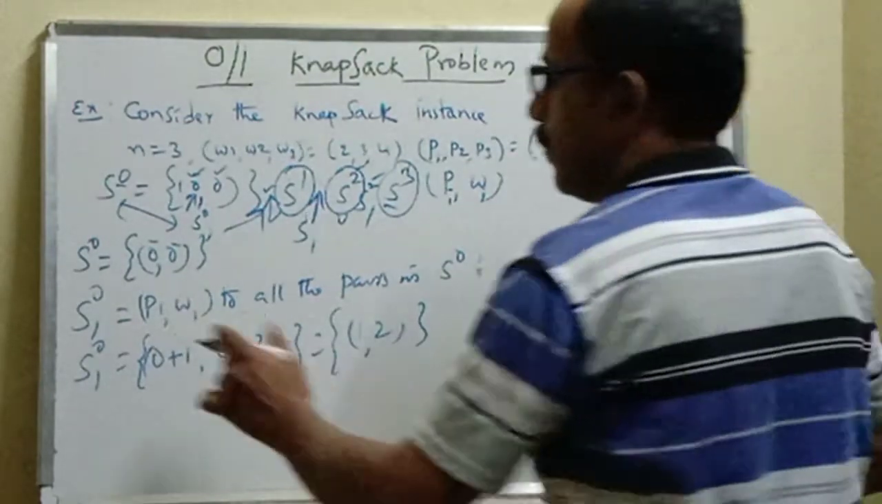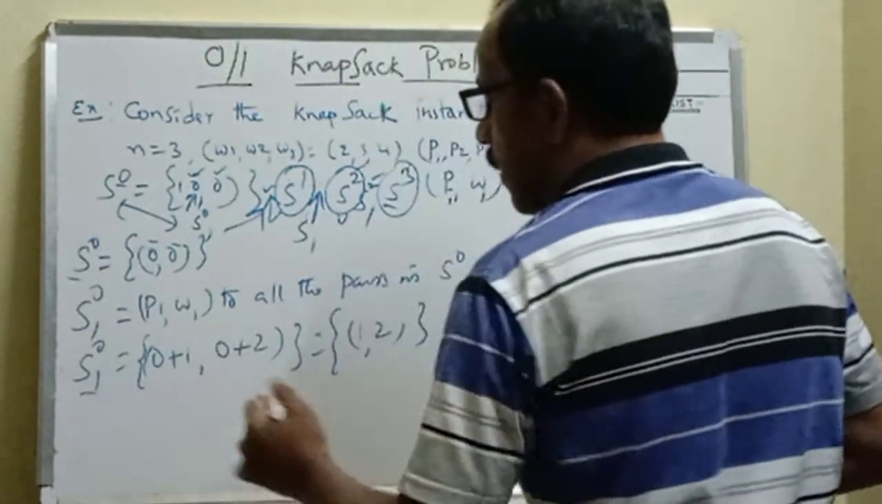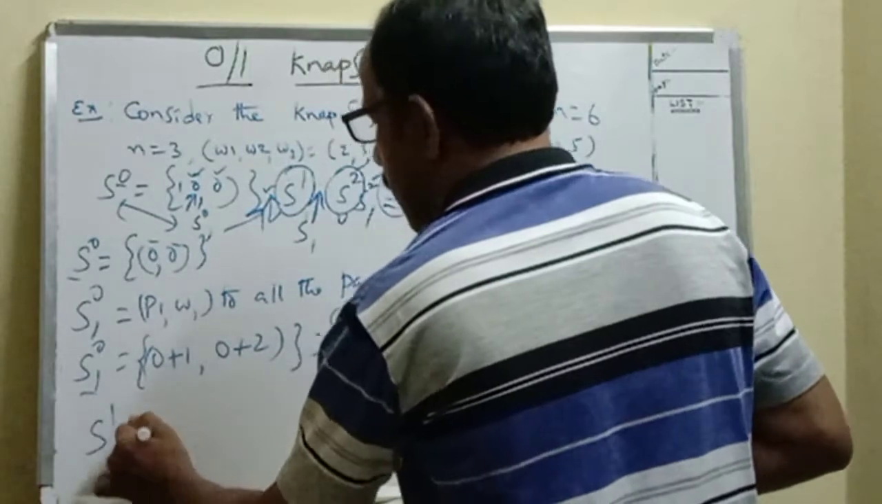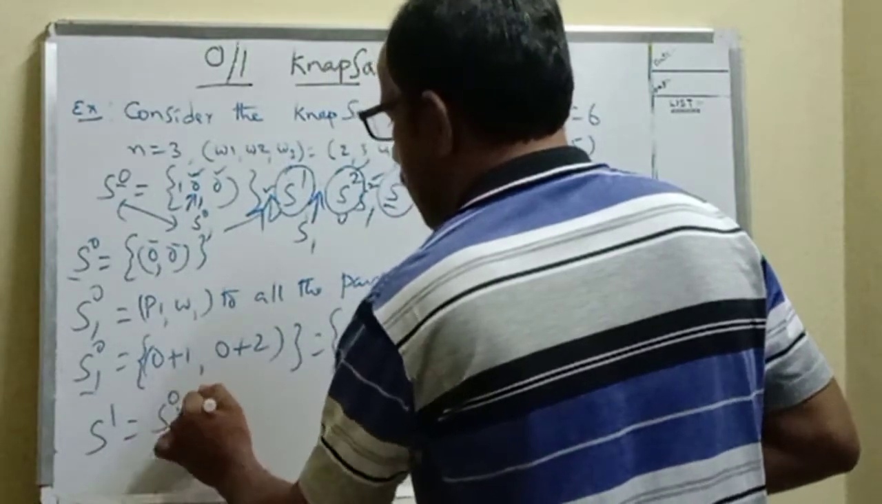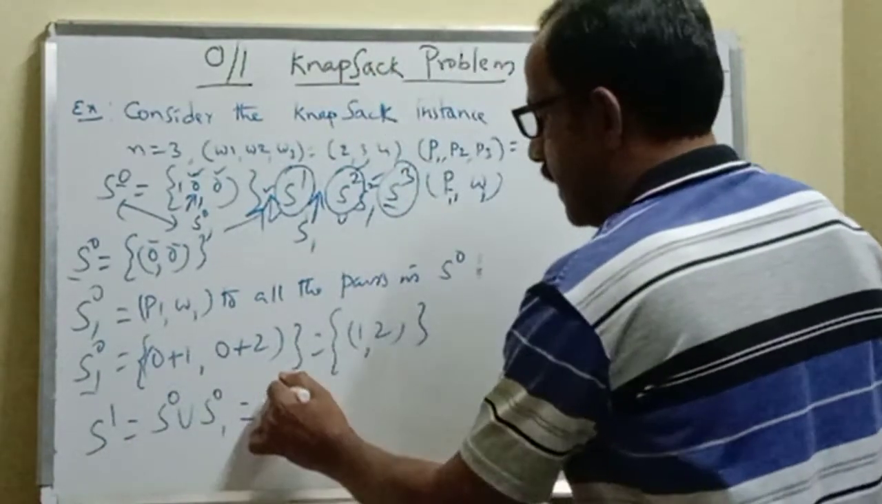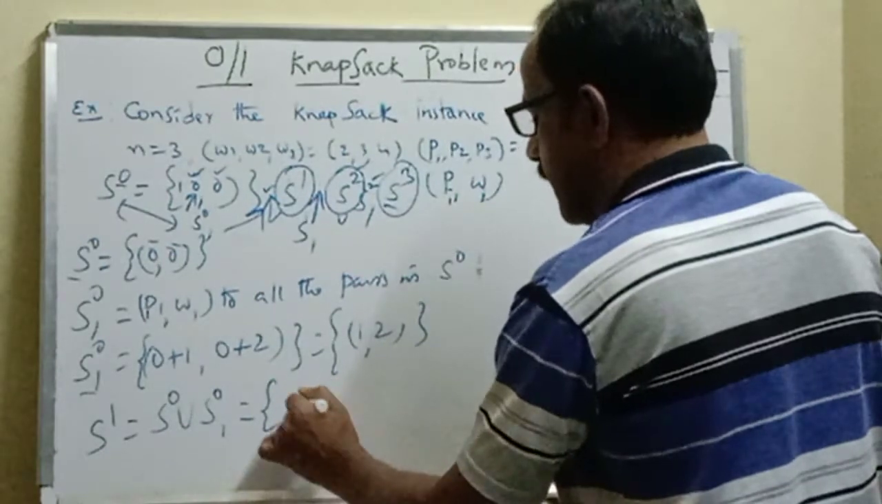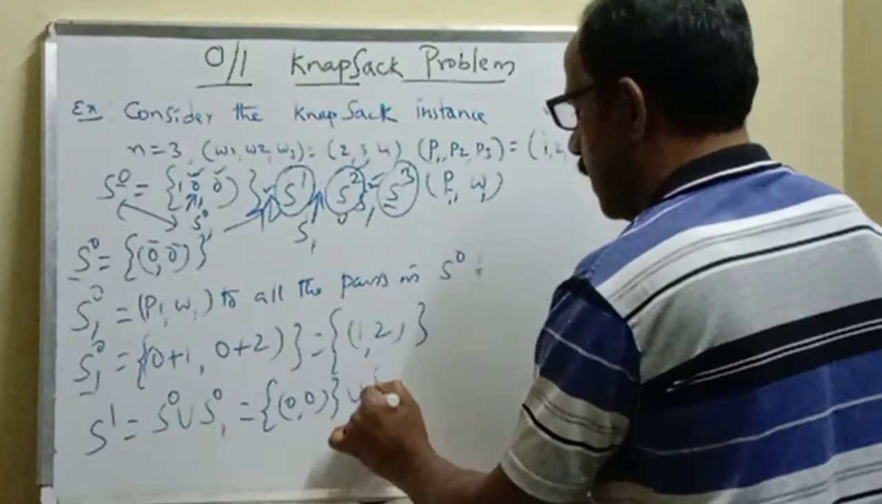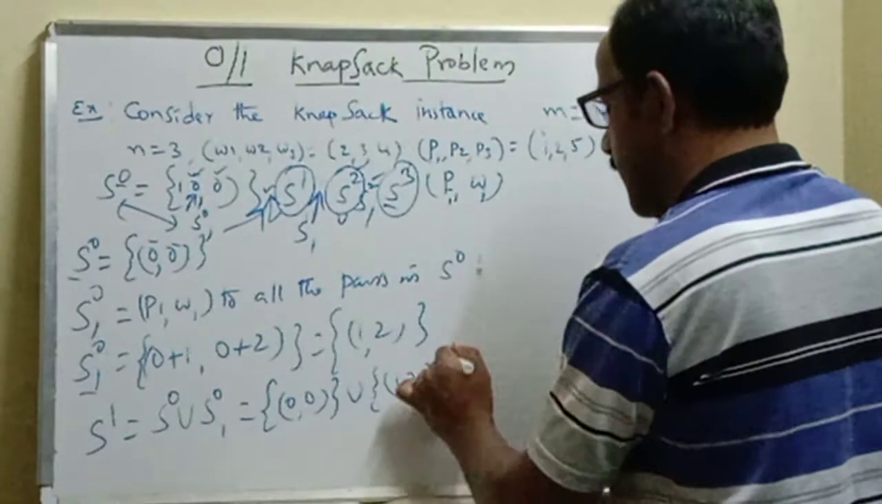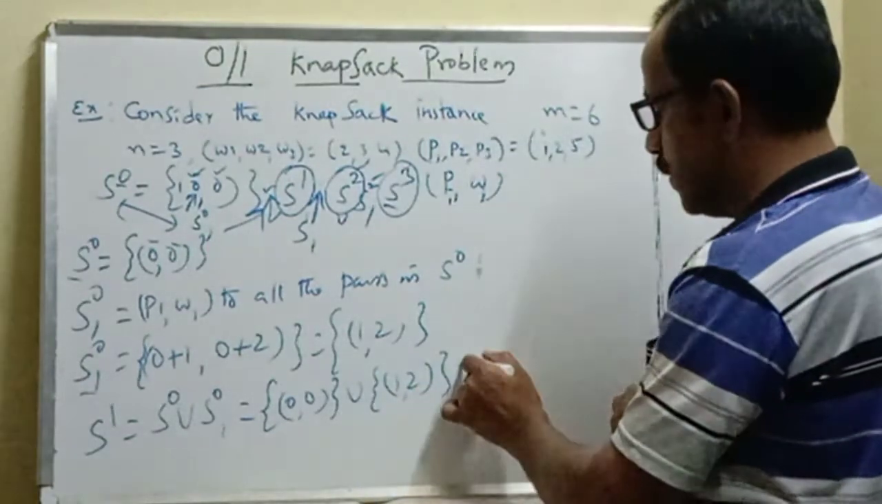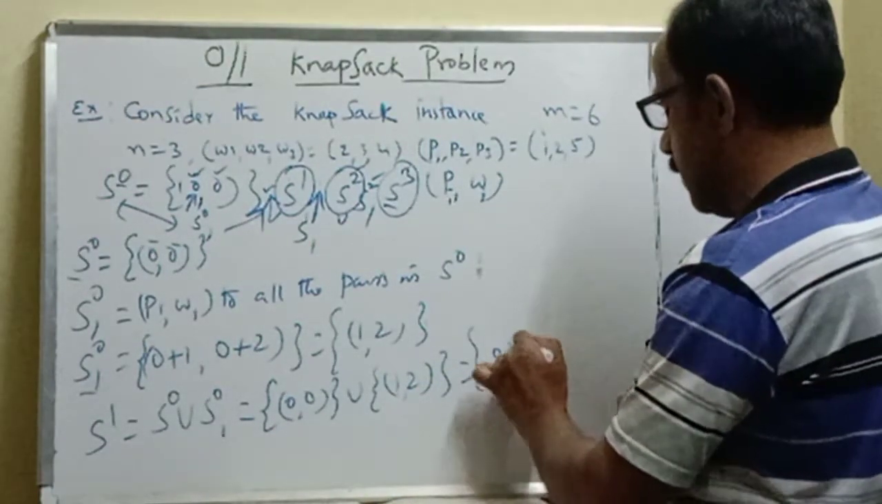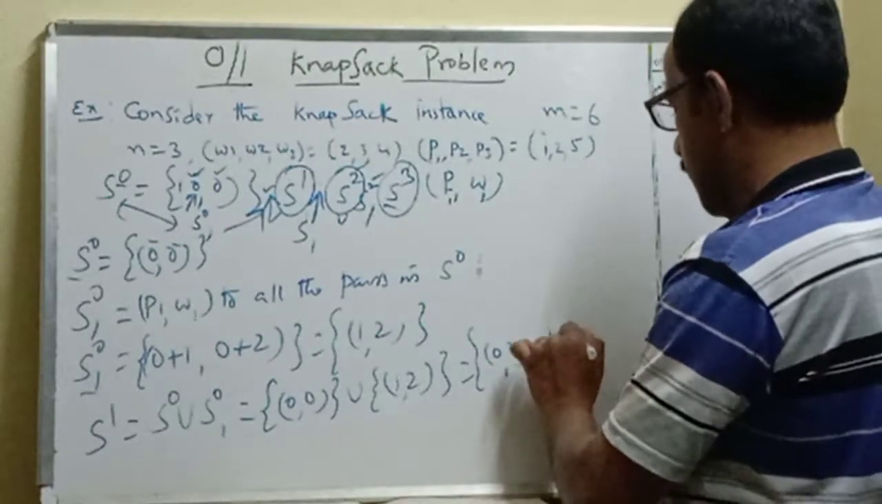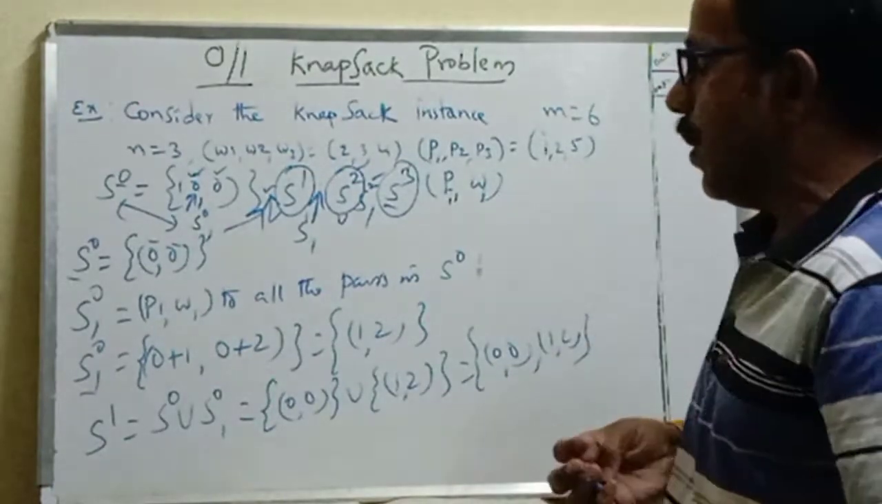So from these two, from S0 and S01, we can calculate S1. How can you get S1? Simply unionize S0 and S01. What is S0? (0, 0) is S0. Union. What is S01? (1, 2). So after combining these two, we get (0, 0), (1, 2). So this is S1.